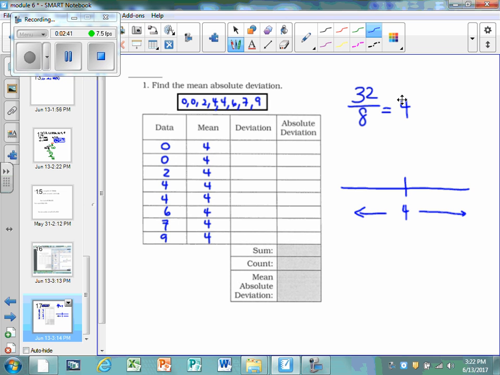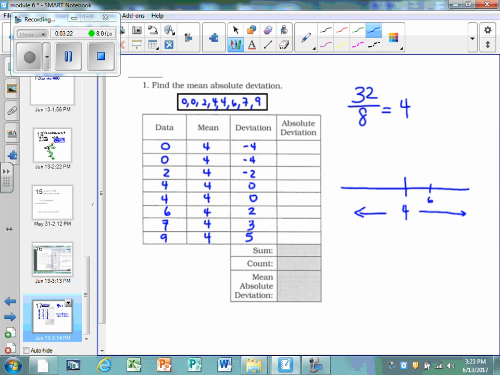All right, so when we look at 0, 0 is to the left of 4, and it is 4 units away from 4, so that is a negative 4. We're looking at 0 again, we have another negative 4. 2 is 2 away from 4, going to the left, so that is a negative 2. 4 is 4, so that's a 0 deviation. 4 is 4, that's a 0 deviation. Now 6 is over here to the right, so that's a positive 2. 7 is also to the right, that's a positive 3. 9 is also to the right, that is a positive 5.